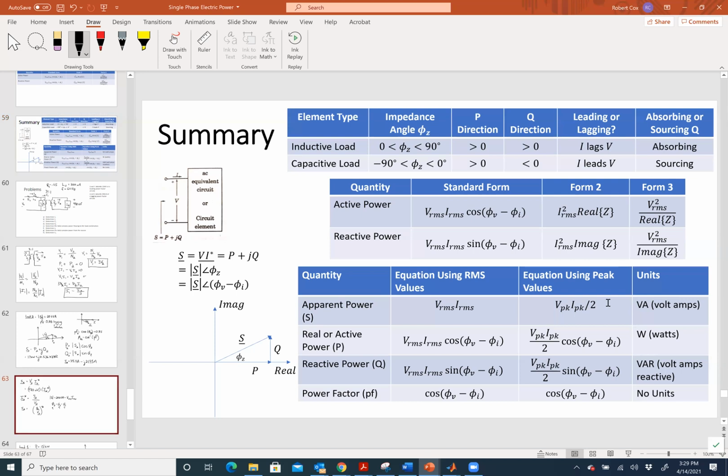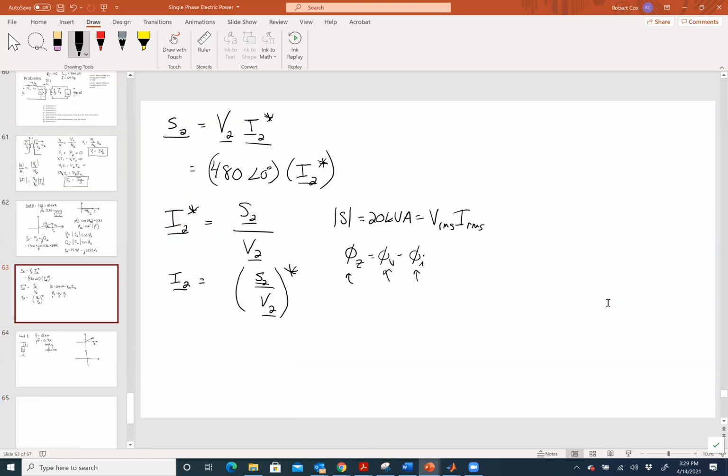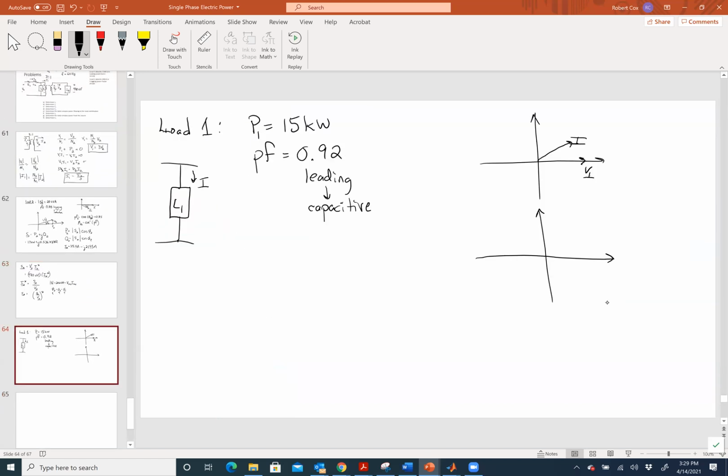So that puts this thing, where's my picture? Here's my picture. My S is going to be over here. This will be my S. This is theta Z, or sorry, phi Z. This is P. This is Q. All right, so my Q is going to be negative in this case.